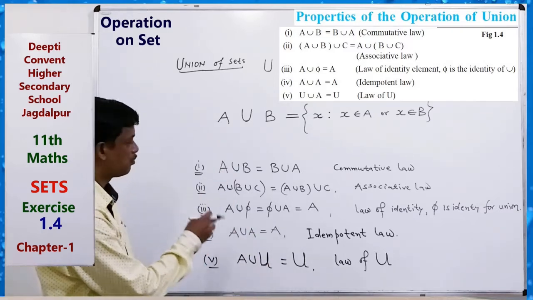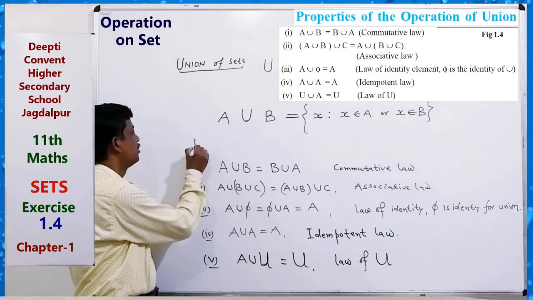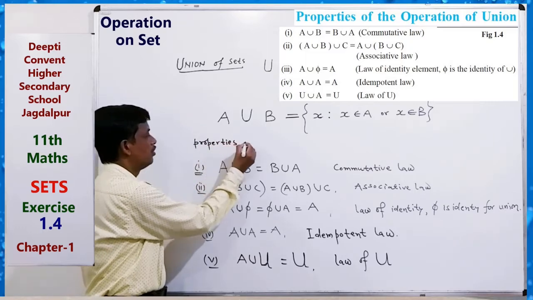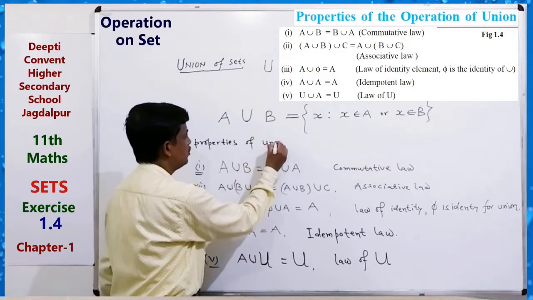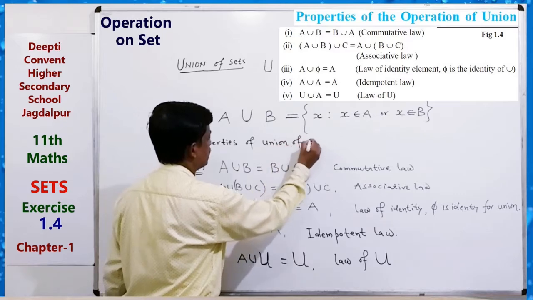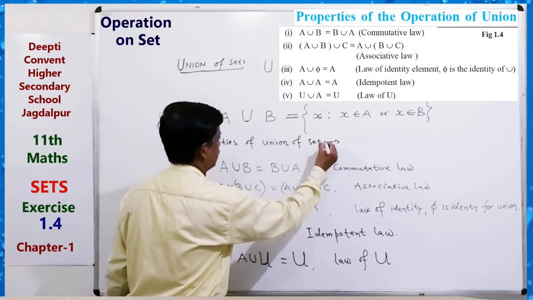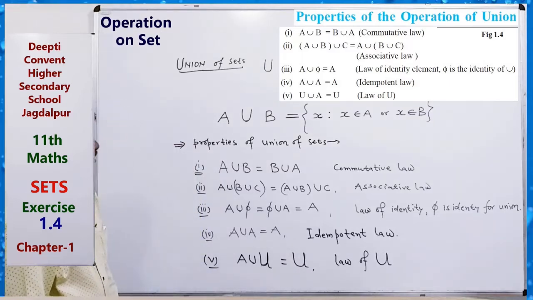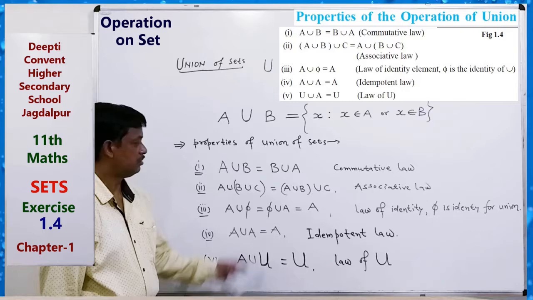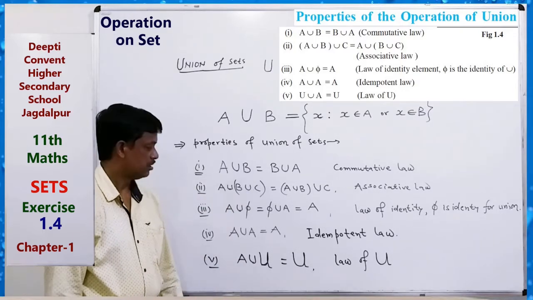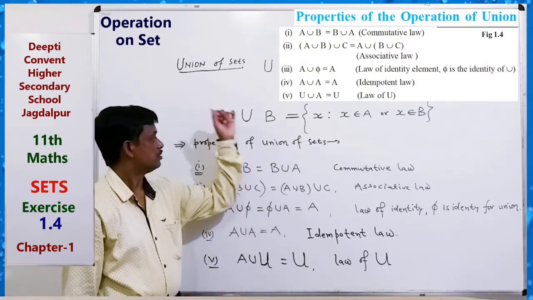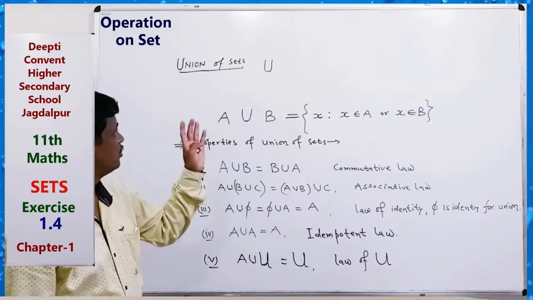These are the properties of union of sets. For solving questions, we require these rules. That's why you should remember this. So these are the properties of union.